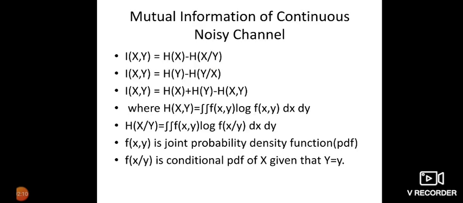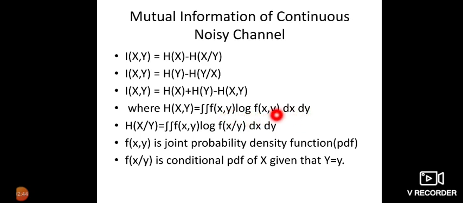Next is the mutual information of a continuous noisy channel. I of x comma y is the representation of the mutual information. You can see the three expressions here. All these three expressions we have studied in the discrete sources. Now we will see the h of x comma y expression. It is the joint entropy. Here you can see a double integral. There it was double sigma, but here it is double integral. F of x comma y, log f of x comma y dx dy.